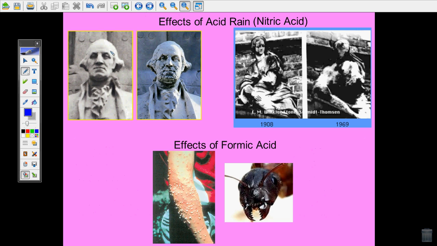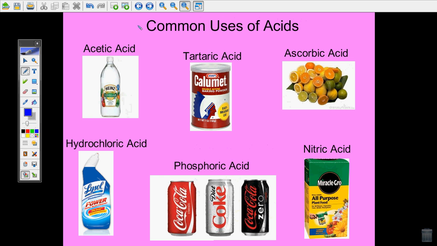This is the nitric acid, and it rains down on these marble statues and ruins them. Ant bites contain formic acid, and so your skin reacts. Common uses of acids: vinegar is acetic acid, baking powder is tartaric acid, lemons and oranges, ascorbic acid, and phosphoric acid is found in sodas. That's why they will rot your teeth if you drink too much soda.